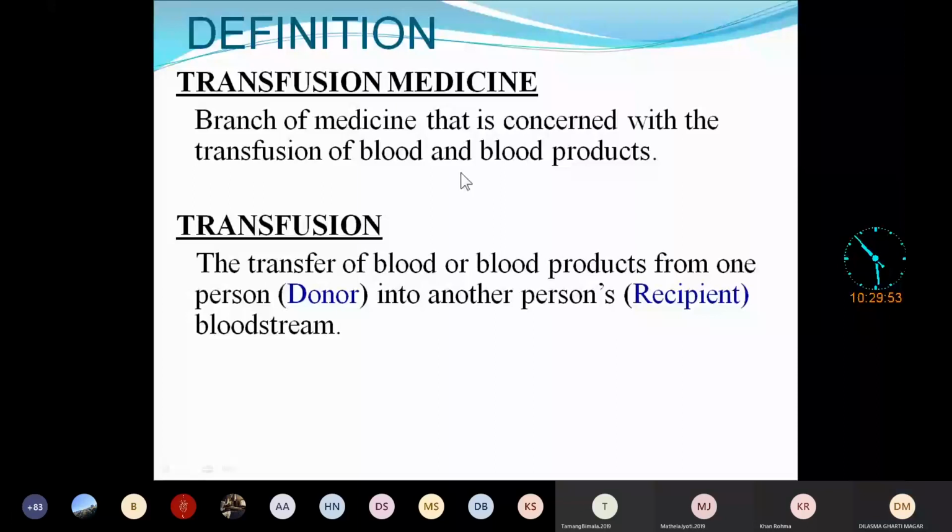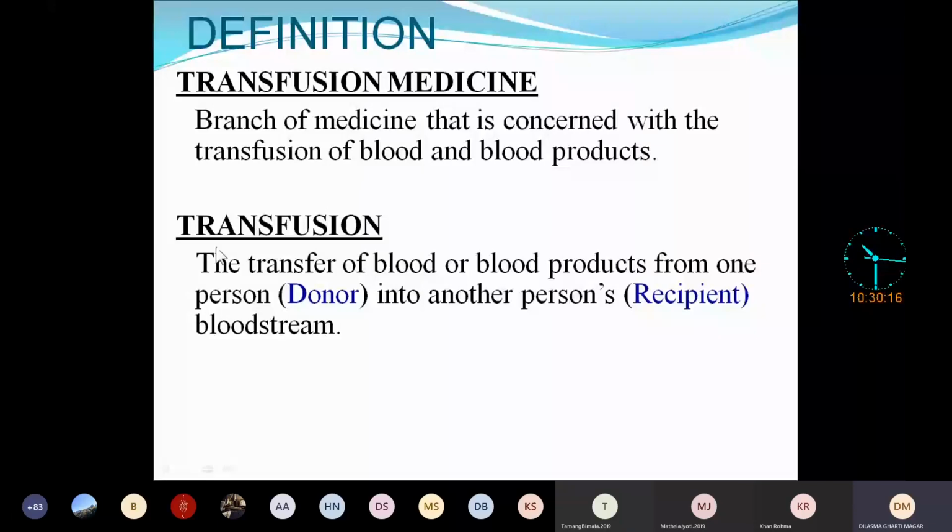I'll teach you in later classes. So now here transfusion medicine means it is a branch of medicine that is concerned with the transfusion of blood and the blood product. So it's easy, isn't it? Whenever there is the transfusion of blood and blood products, it is known as transfusion medicine. Now what do you mean by transfusion?